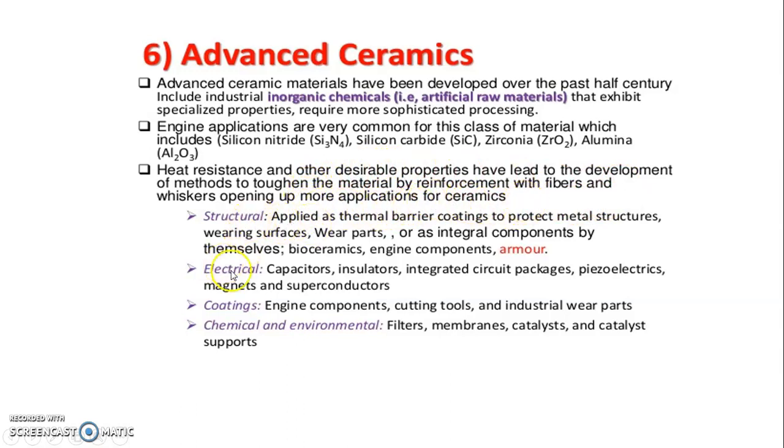Structural application, electrical application, coating, chemical. Here, structural applications include thermal barrier coatings to protect metal structures, wear surfaces, wear parts, or integral components by themselves: bioceramics, engine components, armor. In the electrical, capacitors, insulators, integrated circuit packages, piezoelectrics, then magnets and superconductors. In coating, engine components, cutting tools, and industrial wear parts. Then for chemical and environmental uses, filters, membranes, catalysts, and catalyst supports are used.